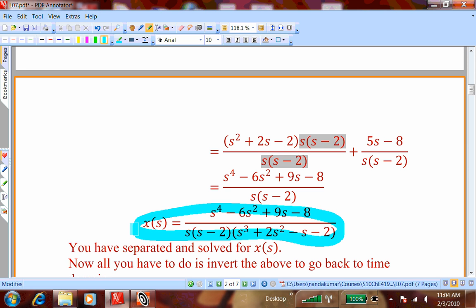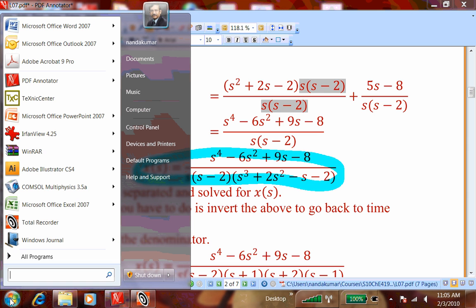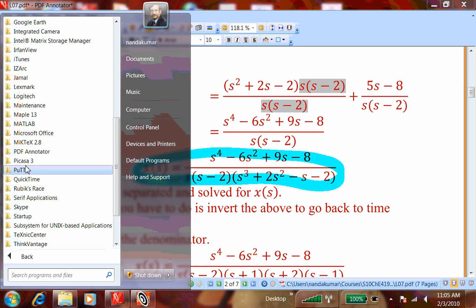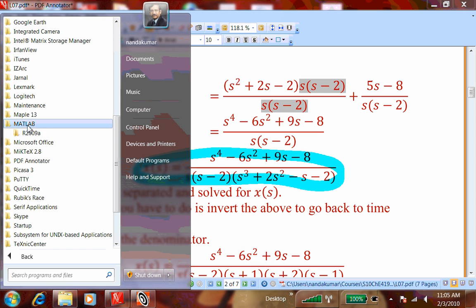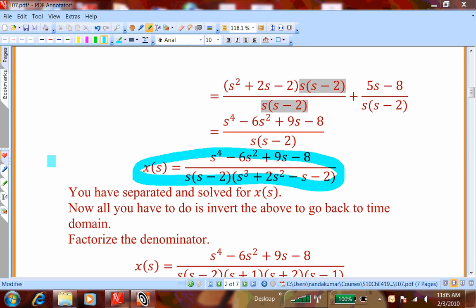Partial fractions. You need to write this first, factorize this term, write it as a product of three terms, and then use partial fractions. And I have given you all the steps in there. Okay. So I want you to go through that. But if I can start MATLAB, it's one line that will give you the inverse, because in MATLAB you can throw any complicated expression.